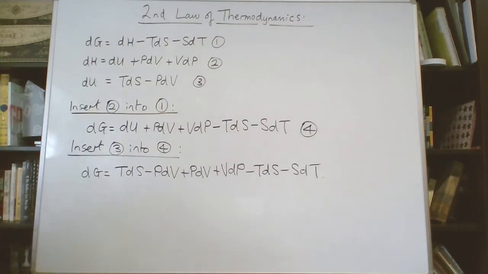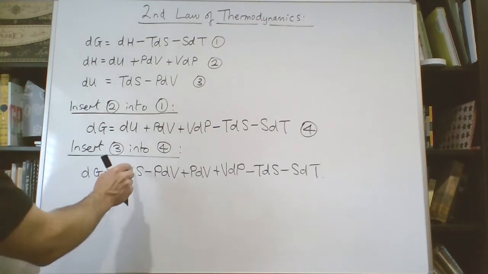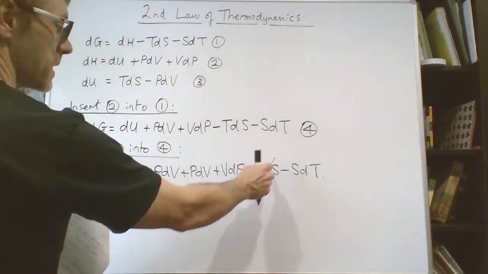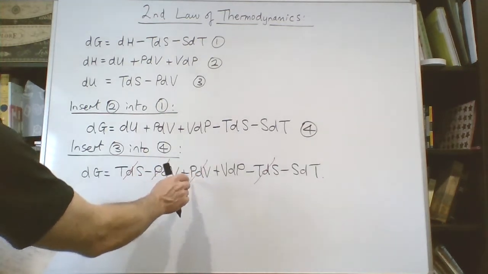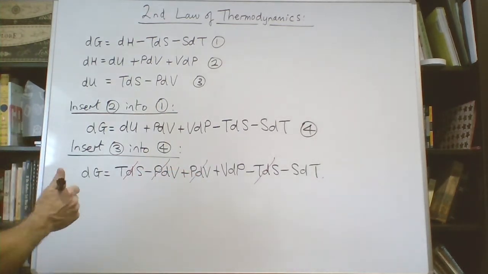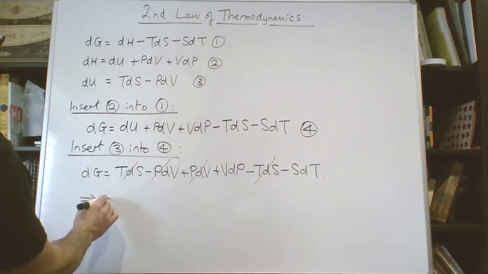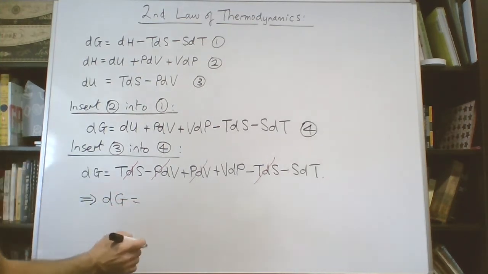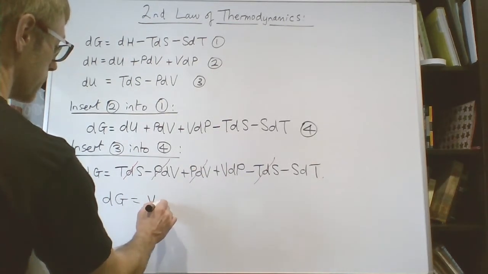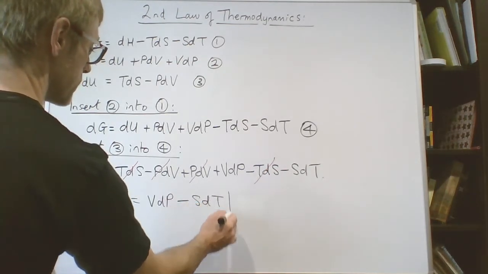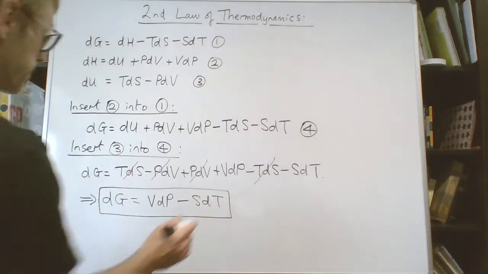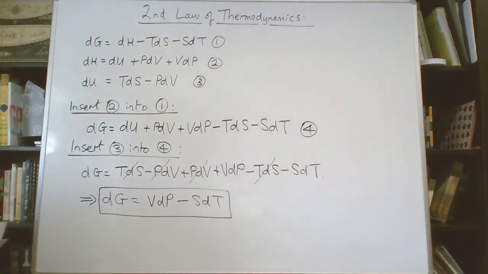So we have a lot of similar sounding terms, and we can definitely start to cancel like terms. Immediately I see I have a plus TdS and a minus TdS over here, so they can be cancelled. I have a minus PdV and a plus PdV over here. So the only terms that survive are dG equals VdP, and then this final term minus SdT. So they are now the only two terms that survive.